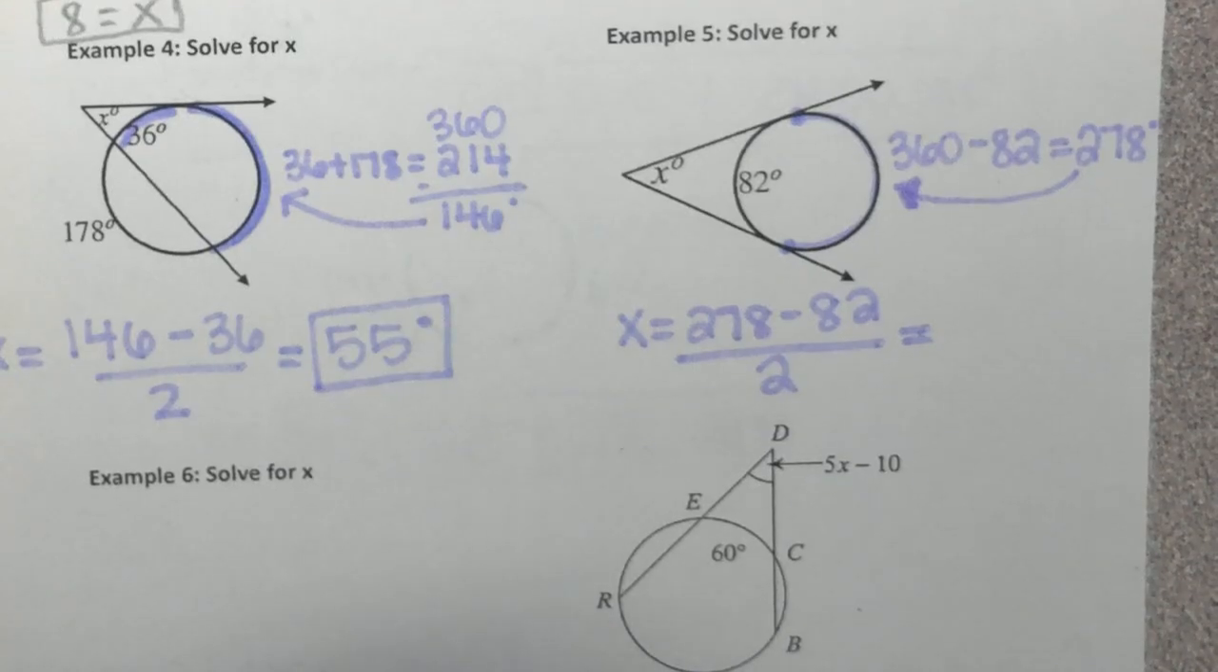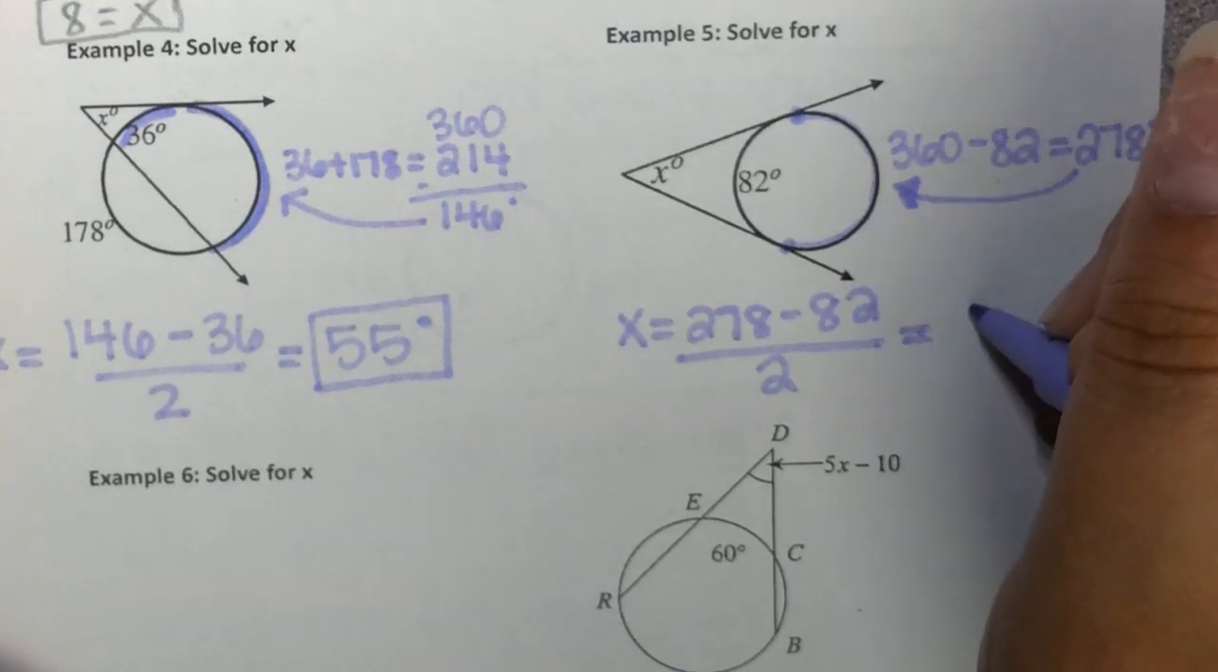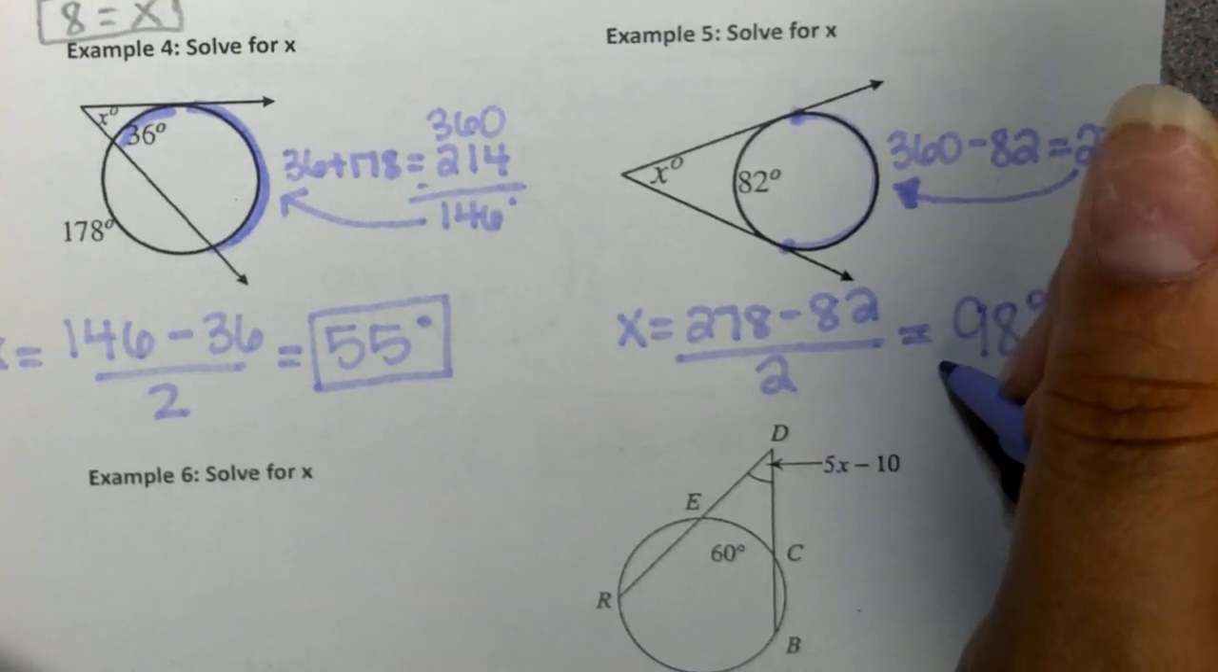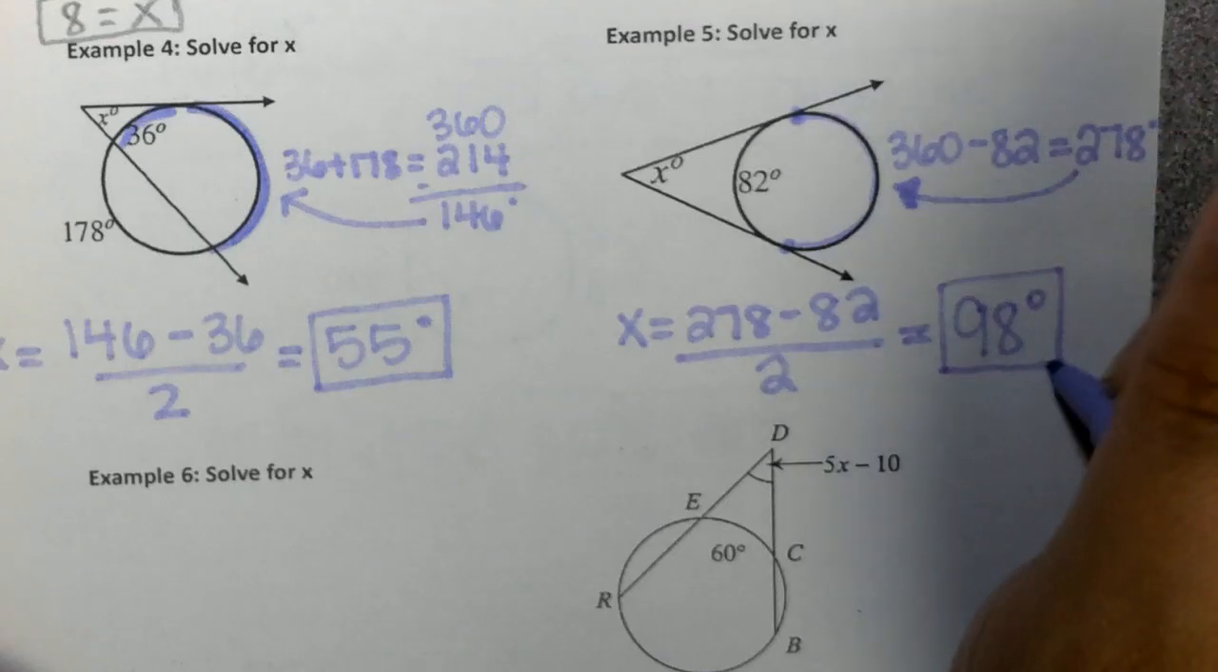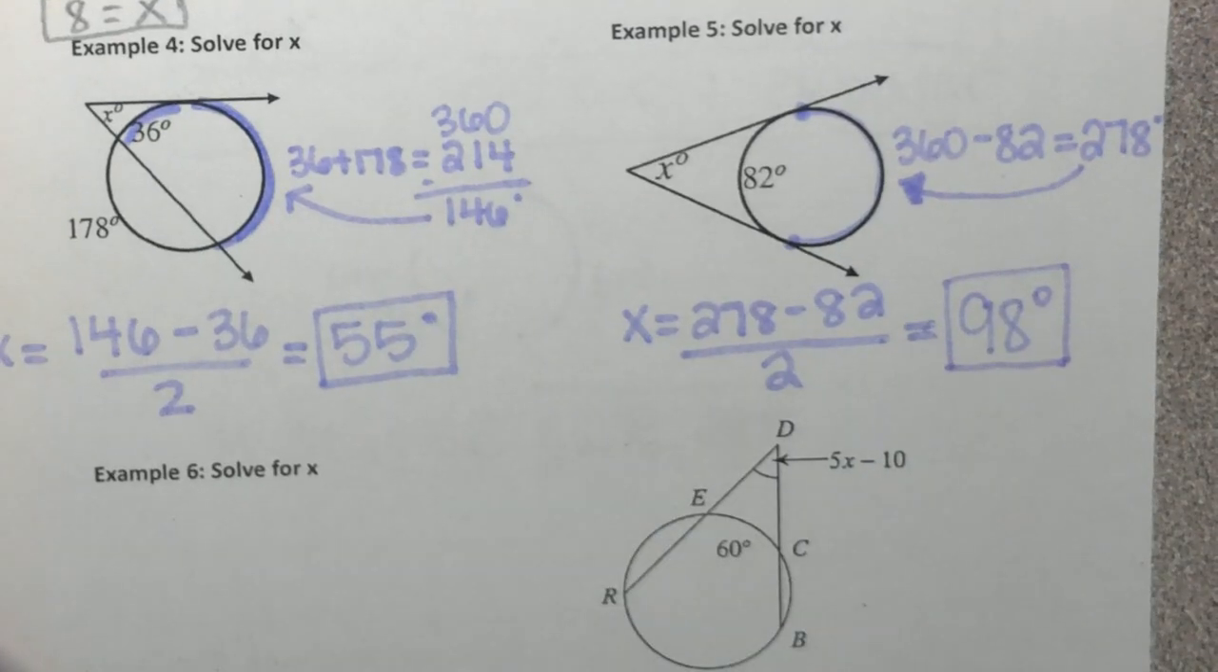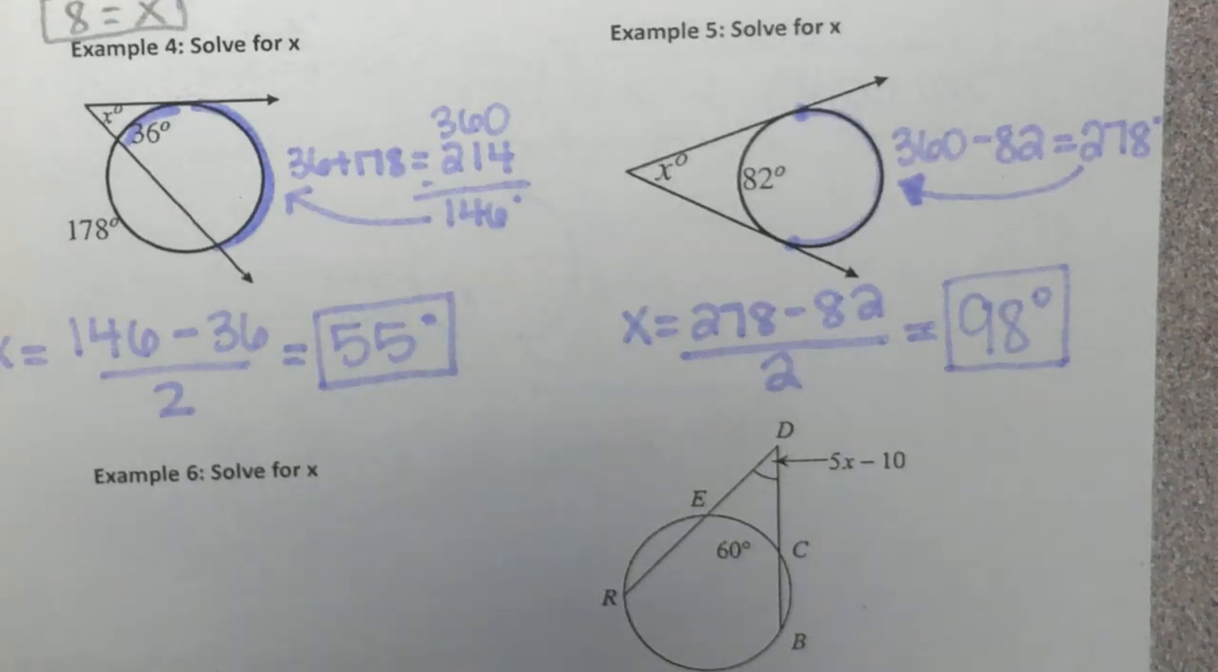What do we get, y'all? 98. So it's 98 degrees. What questions do I have? Does it get harder? Look down. You are getting Desmos on your test.